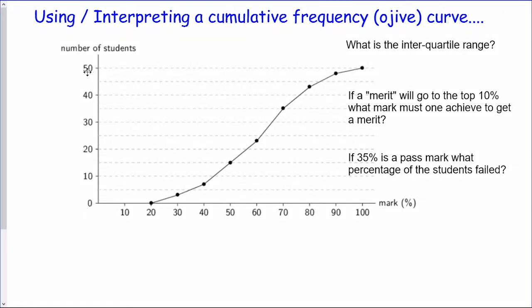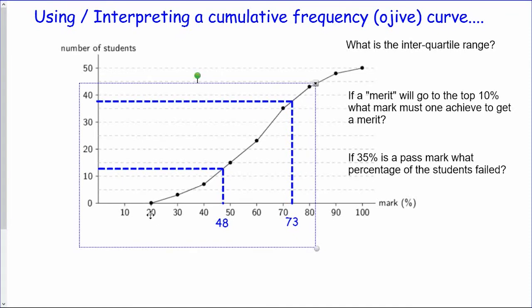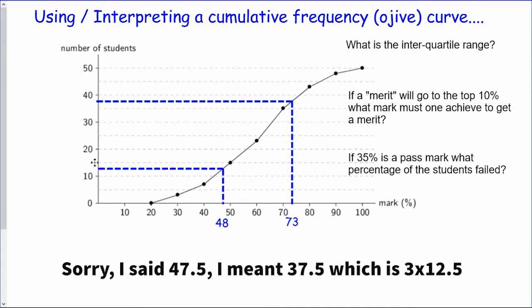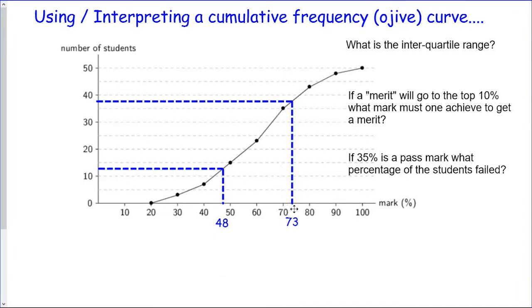So the first question here is, what is the interquartile range? Now we've got 50 students. So 50 divided by 4 is about 12 and a half. So I'm going to put in lines at 12 and a half and at 47 and a half. So those are the positions of the quartiles. Now we allow a little bit of leniency in terms of exact accuracy here. But 12 and a half and 47 and a half. These numbers over here, this will be Q3 and this one will be Q1.